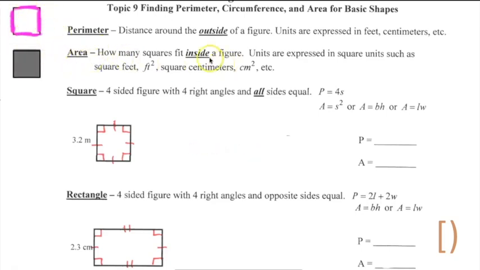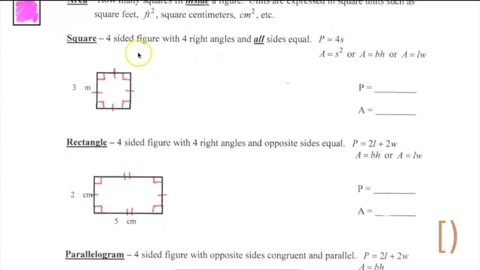Area is the space inside the figure. That's how much space you have inside the figure. That's the area. Areas we multiply to find. You're going to get feet squared or units squared. And perimeter, since you're adding, you just get straight out units or feet or centimeters. Let's go through the individual figures.